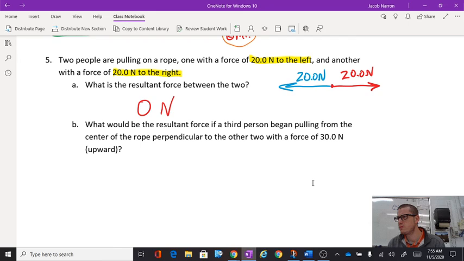Hopefully OneNote will load here in a second. There we go. What would be the resultant force if a third person began pulling from the center of the rope perpendicular to the other two with a force of 30.0 newtons upward? Now this one's kind of tricky. I'm going to move my drawing.